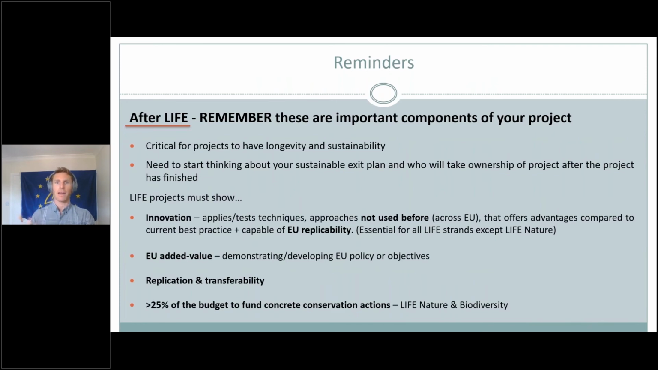So this is a neat little bag of tools, and it will help you complete your application. But here's a couple of reminders for your application development. Critical components of the LIFE application which often don't come through the process are the project's longevity and sustainability, so the afterlife: how your project produces long-term ongoing benefits after the project has ended and the funding is complete. Please don't forget that your project must show innovation, EU added value, replication and transferability, and also up to 25% of the budget to fund concrete conservation actions for nature and biodiversity.